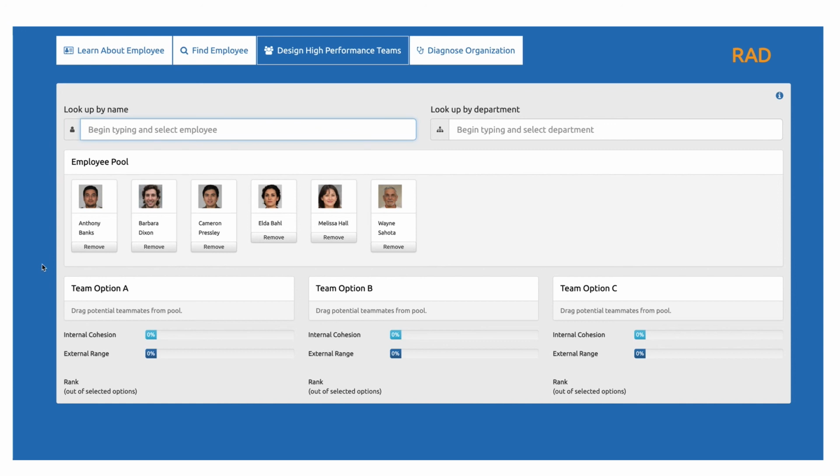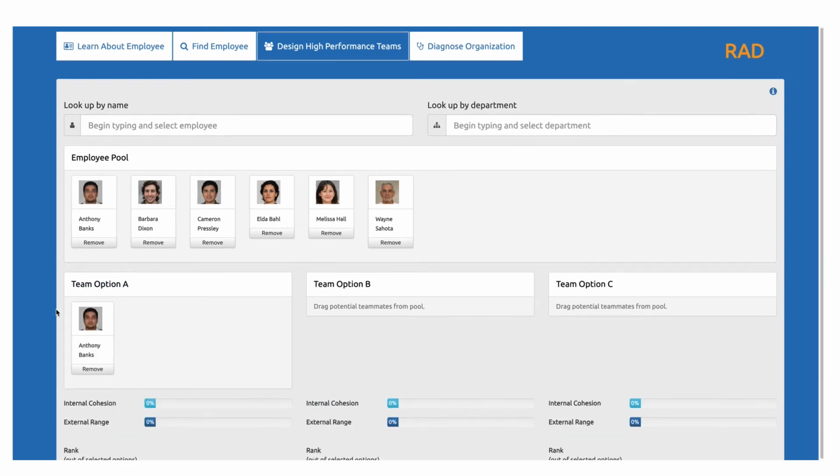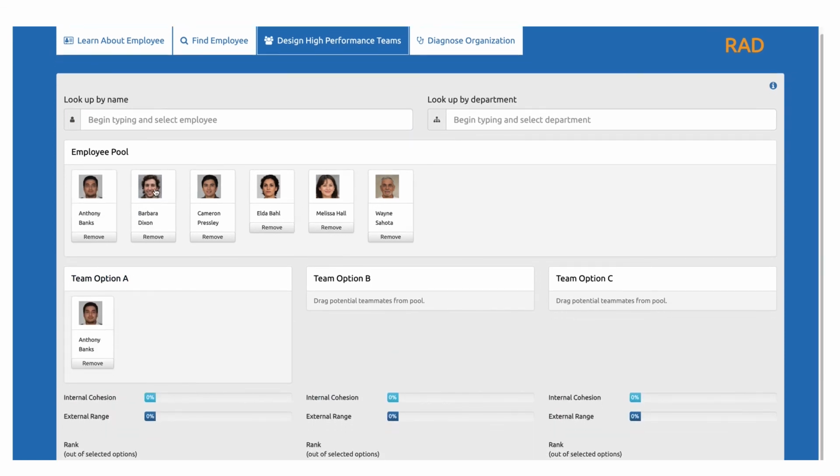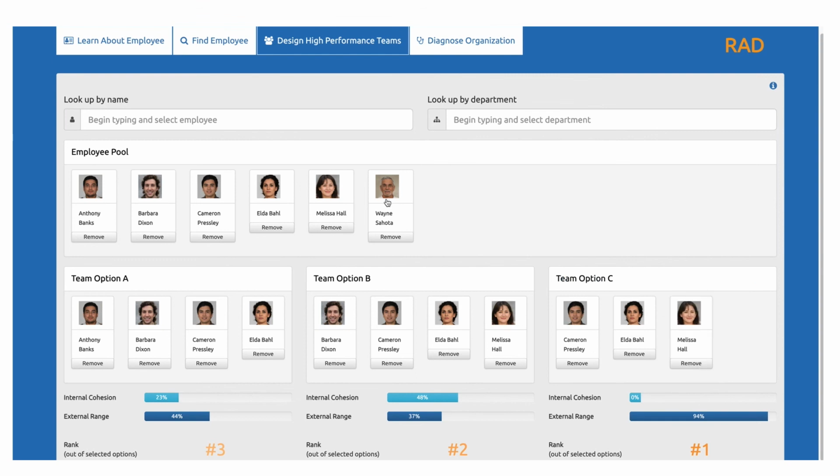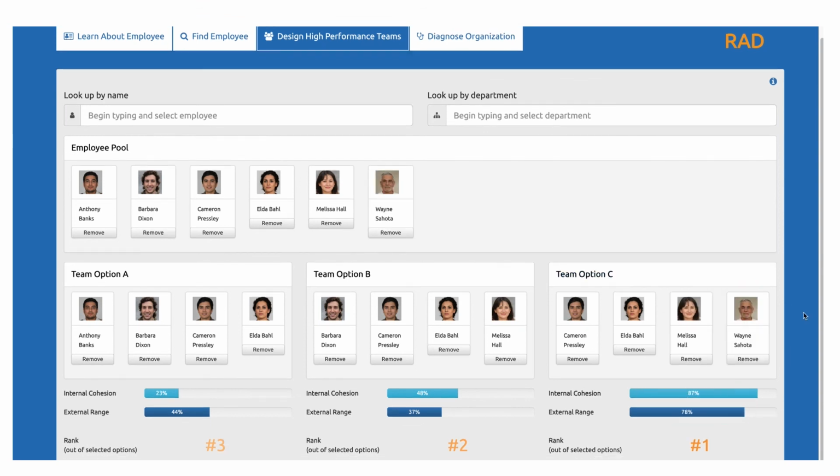We can evaluate as many combinations that we want. Just slide the name of an employee in the pool to one of the team options. The team's internal cohesion and external range metrics will automatically be updated when you add a new member. For this exercise, we created 3 team options, and as you can see, option C achieved the highest internal cohesion score, 87%, and external range score, 78%.